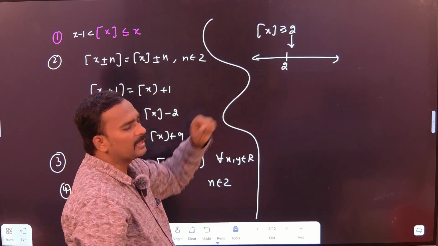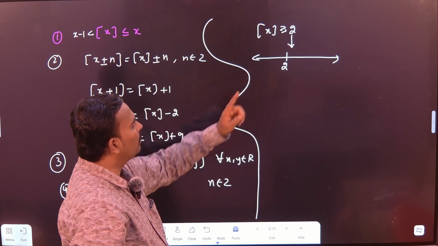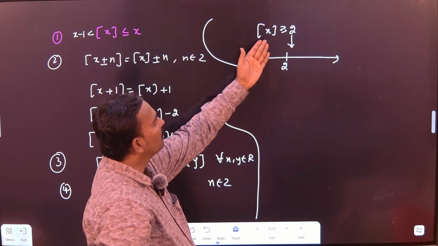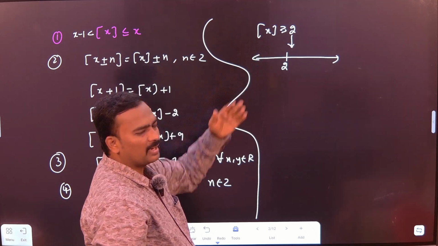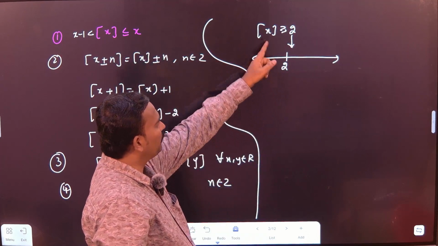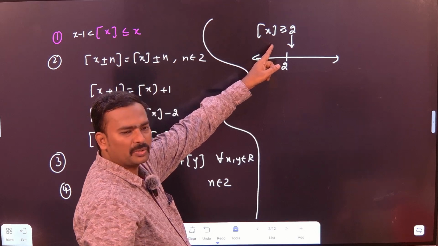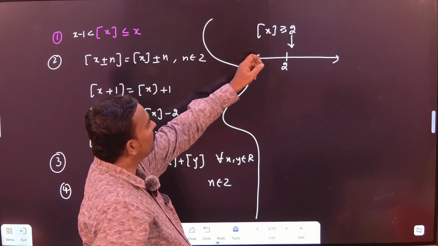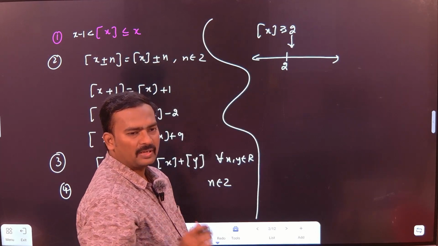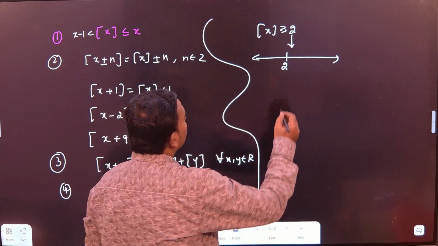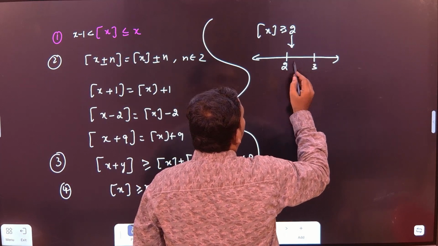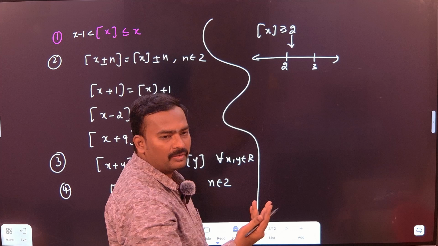Suppose I take less than 2, what will we get? Let's take 1.5. The greatest integer value of 1.5 is what? 1, right? So 1 is greater than or equal to 2, it's not possible. If you put 2 here, 2 is greater than or equal to 2, which is satisfied. So if I take x strictly less than 2, there is no x value satisfying it. Therefore, let's take 2 to 3. If I take 2.999, you can take.